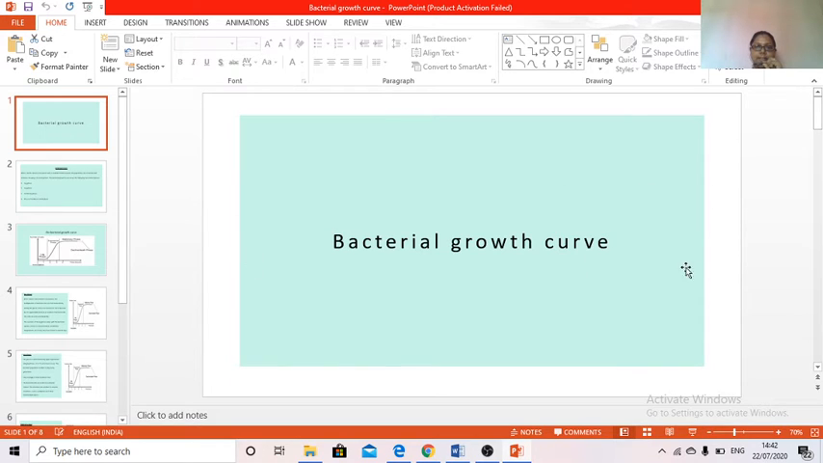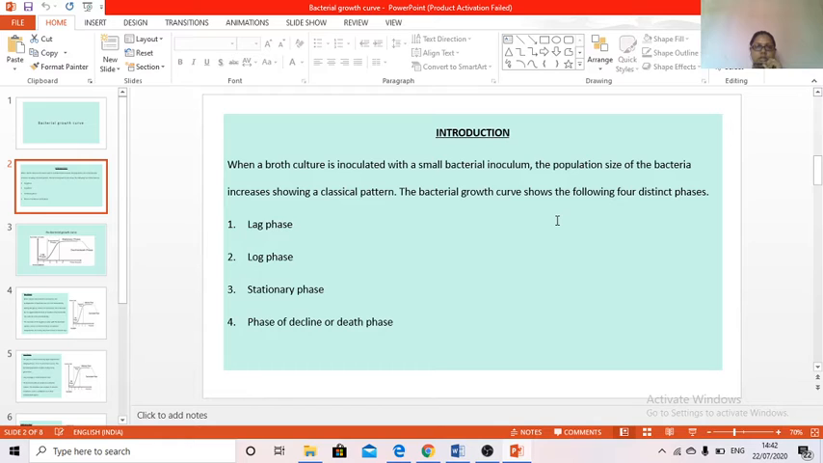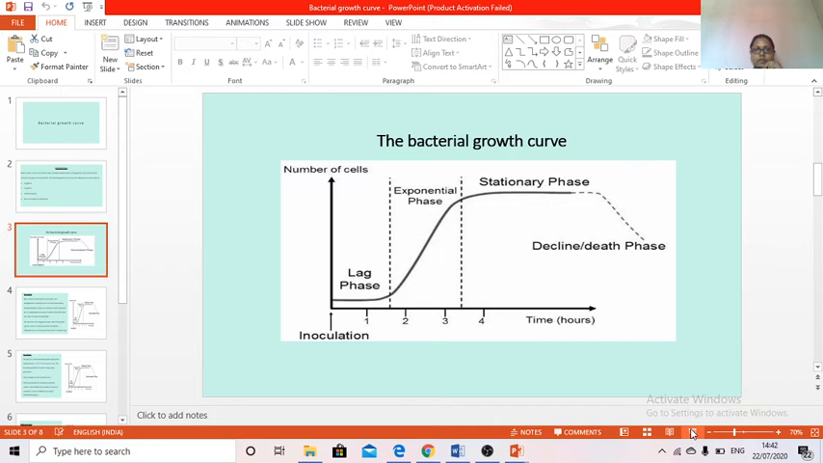Everything is included under this topic, bacterial growth curve. First, the introduction. Like I said, when you inoculate the organism into a culture medium, solid or liquid, you will see this. The different stages that the bacteria go through are lag phase, log phase, stationary phase, and phase of decline or death phase. With all these four phases, we have designed the bacterial growth curve.